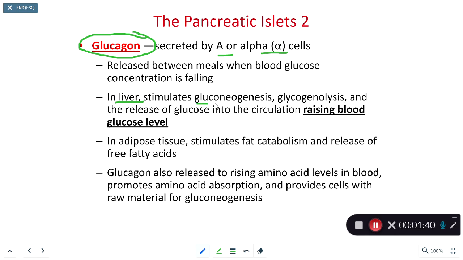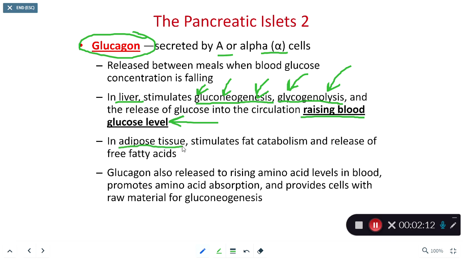It will stimulate gluconeogenesis, the making of new glucose from proteins and lipids. It's also going to stimulate glycogenolysis, the cleavage or breaking of glycogen. So it'll stimulate two processes, gluconeogenesis and glycogenolysis. These two processes are both going to increase blood sugar concentrations, will raise blood glucose levels.